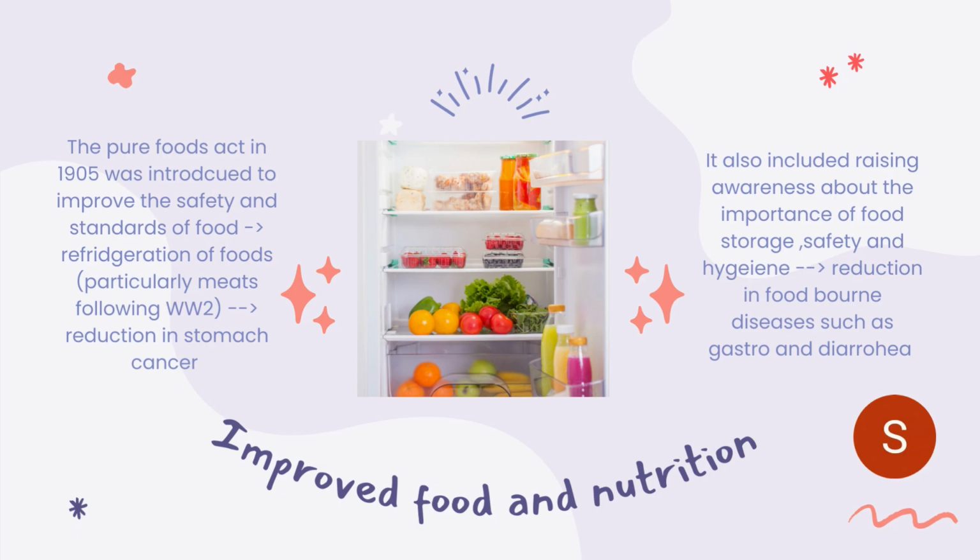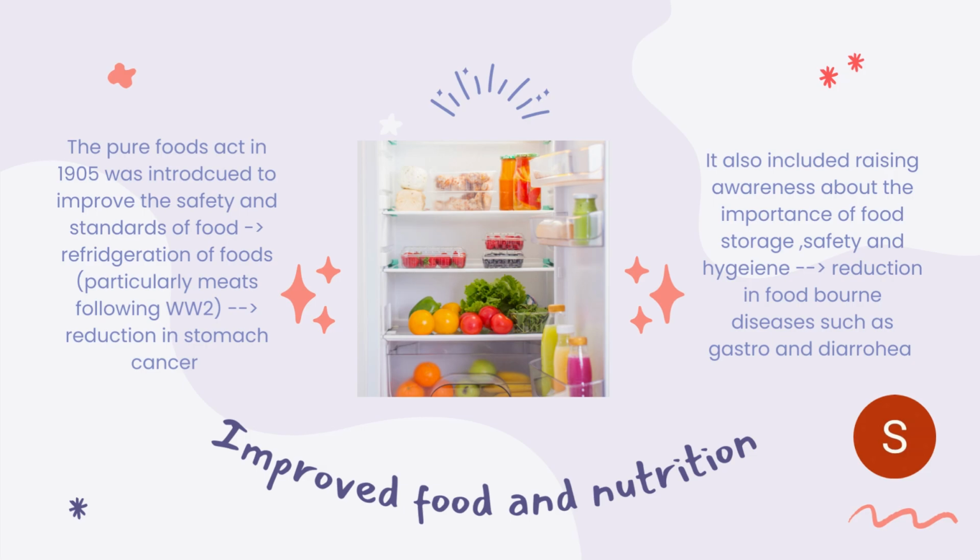Because as you would know, spoiled and unsafe food can lead to many health complications. So foodborne diseases like gastro and diarrhea were highly prevalent in the 1900s due to poor hygiene and food storage. So the specific policy that was brought in is called the Pure Foods Act, and that was brought in 1905, and that was introduced to improve the safety and standards of food.